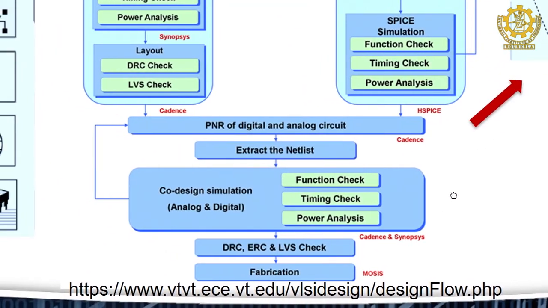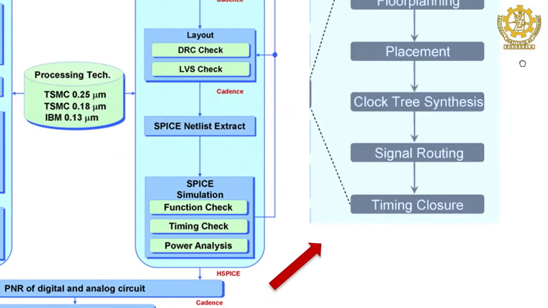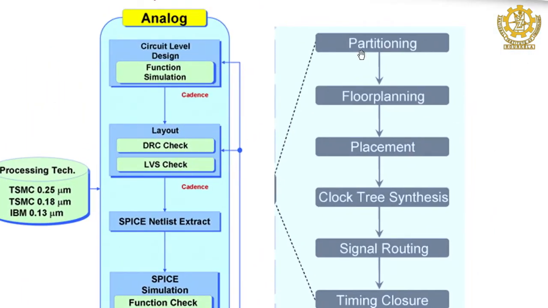Now, once PNR is over, the vendor with whom you are going to fabricate your IC will provide you a certain area of space where you can fabricate your IC. In that, you have to place your corresponding blocks. After that, you first decide the partitioning, that is, which block you want to keep where. That is also called floor planning.